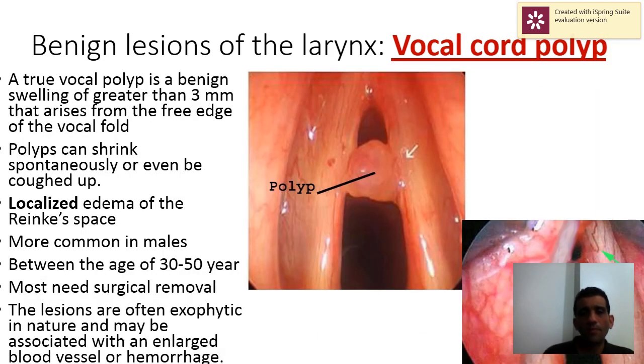Vocal cord polyp. A true vocal cord polyp is a benign swelling greater than 3 mm. It arises at the free edge of the vocal cord. It is more common in males between the ages of 30 and 50 years. Most need surgical removal.